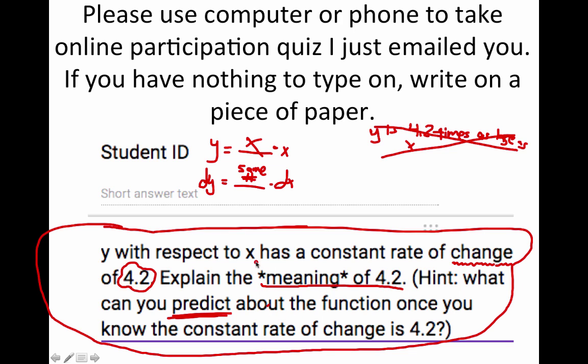You can't tell me that you get 4.2 by dividing it, because that's only telling me how you get it. It's not telling me the meaning or how it can be used. If I ask you for the meaning of something, you don't tell me the calculation that gets it there. You tell me how it can be used. Alright, I'm going to clear this and move on.